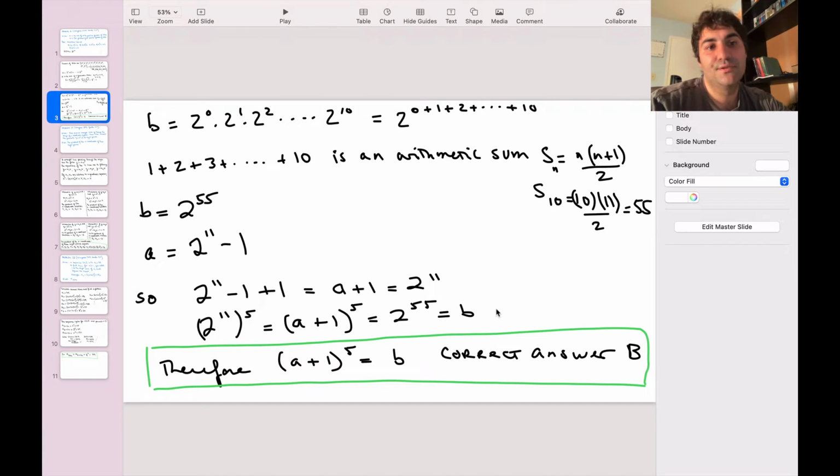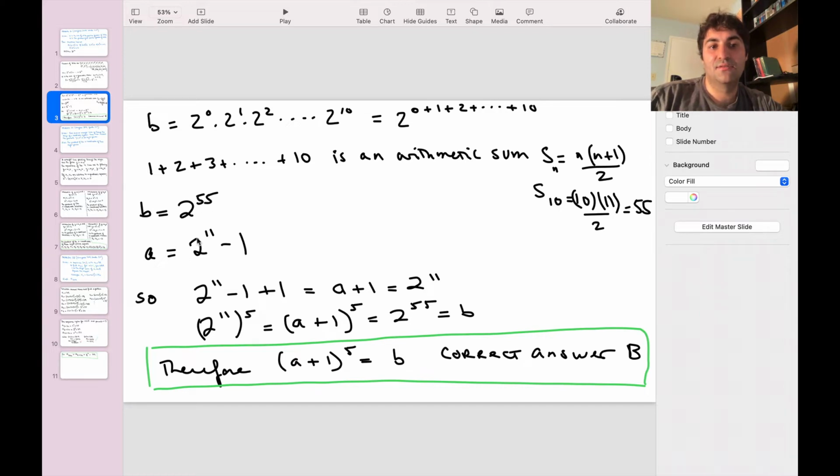B is equal to 2 to the 0 power times 2 to the 1 power times 2 to the 2 power, all the way up to 2 to the 10th power. So I can write this as, well, we want to find the sum here, right? Because we can write this as 2 to the power of 0 plus 1 all the way up to 10. So 1 plus 2 plus 3 all the way up to 10 is an arithmetic sum, and its sum is equal to 55. So B is equal to 2 to the 55th power.